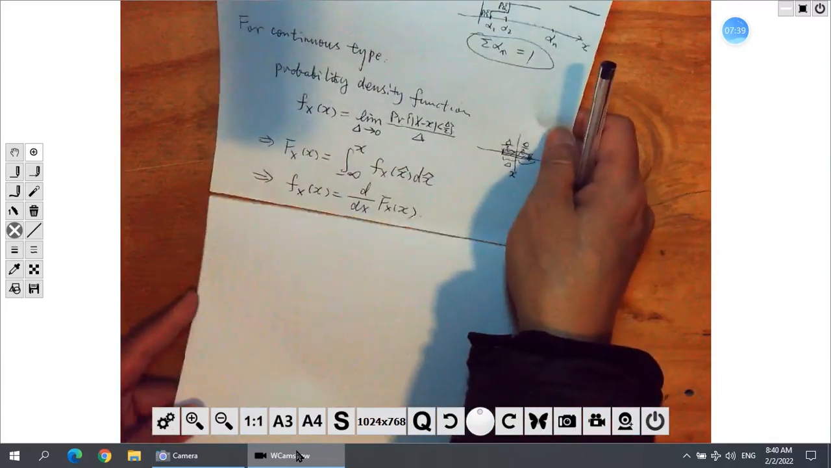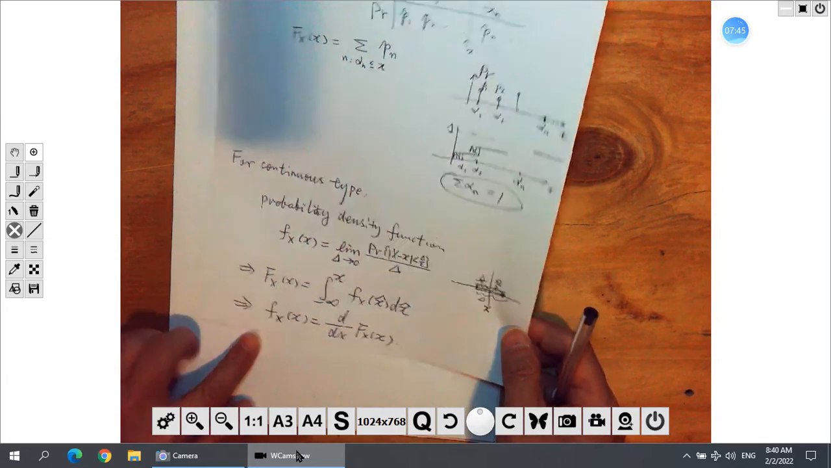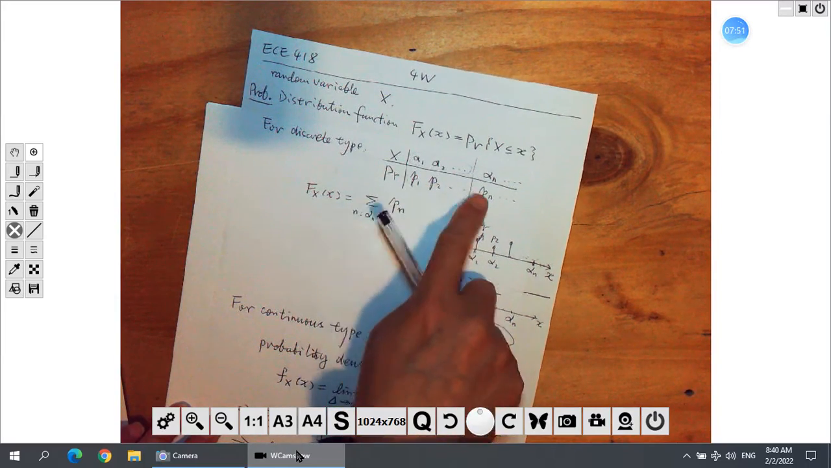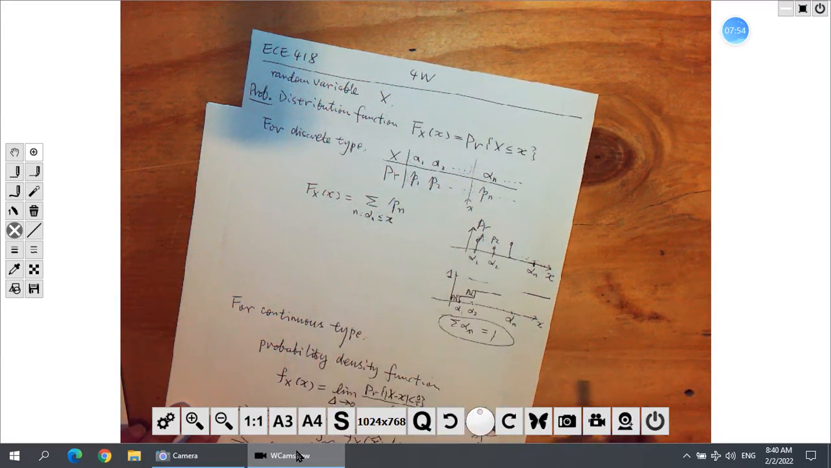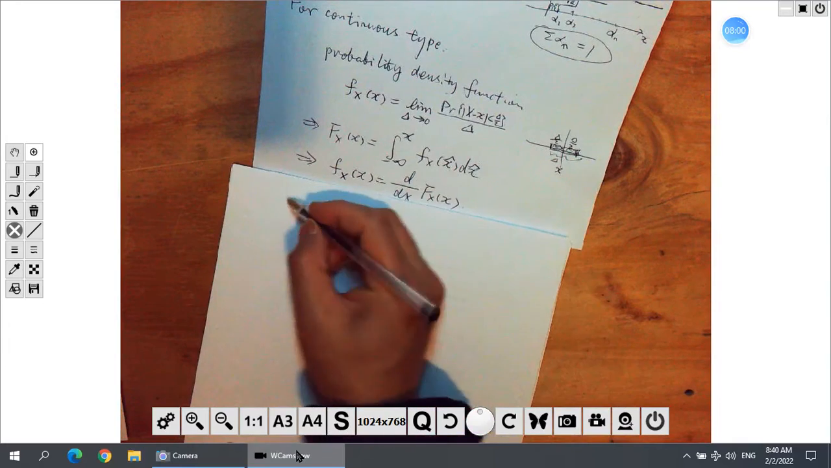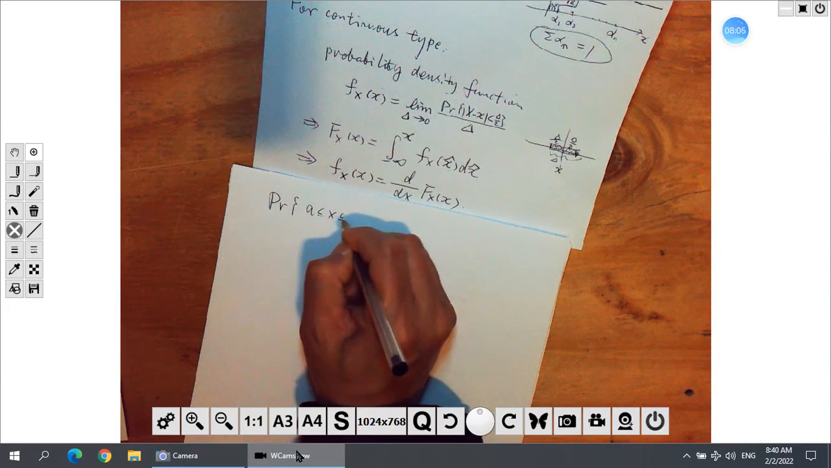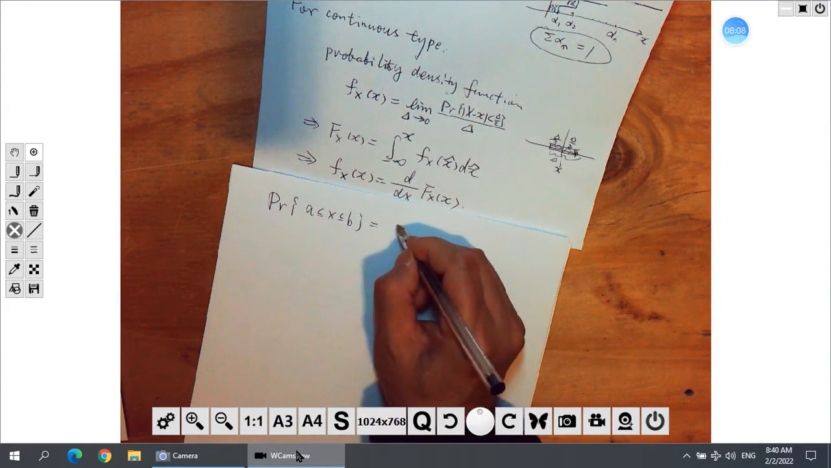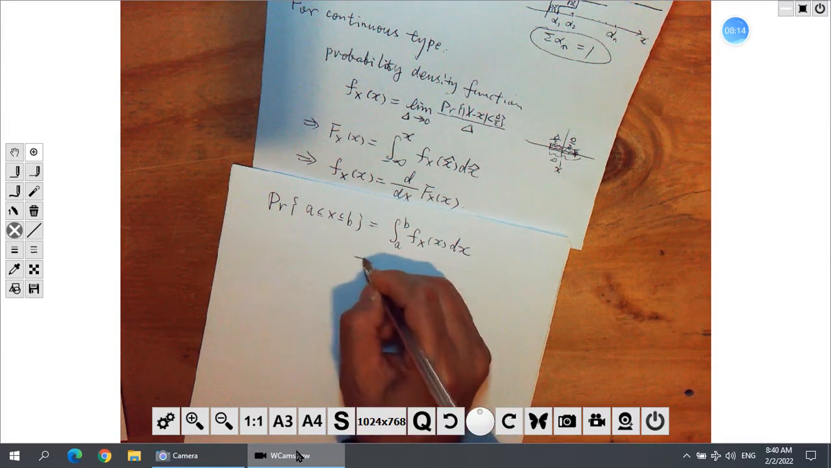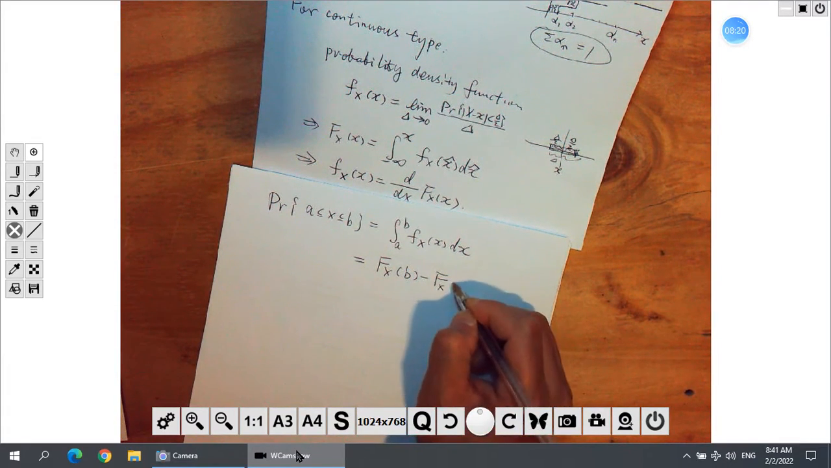And with these functions, if you want to find the probability, this one is easy. You just add the related terms together, add the pi together, and you get the probability. And for this case, you need an integral. So we have the probability of a smaller than x smaller than or equal to b, which equals the integral from a to b of the density function, or F_X(b) minus F_X(a).